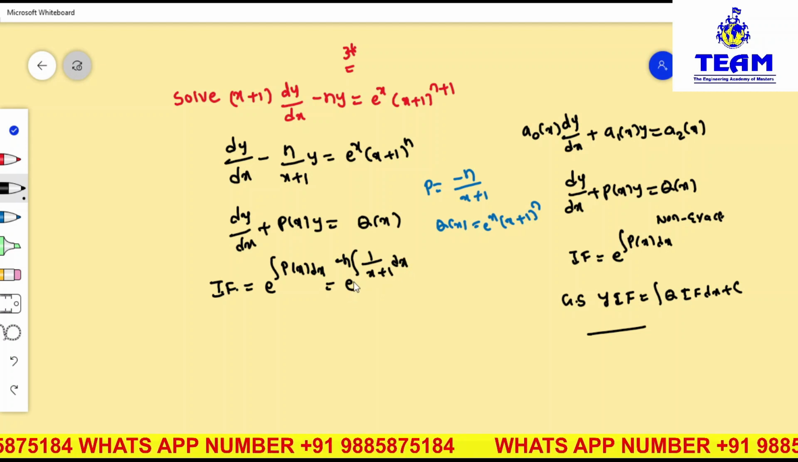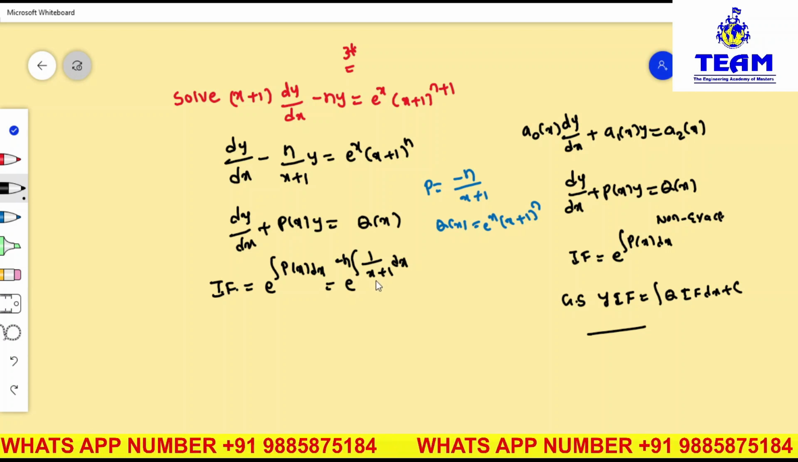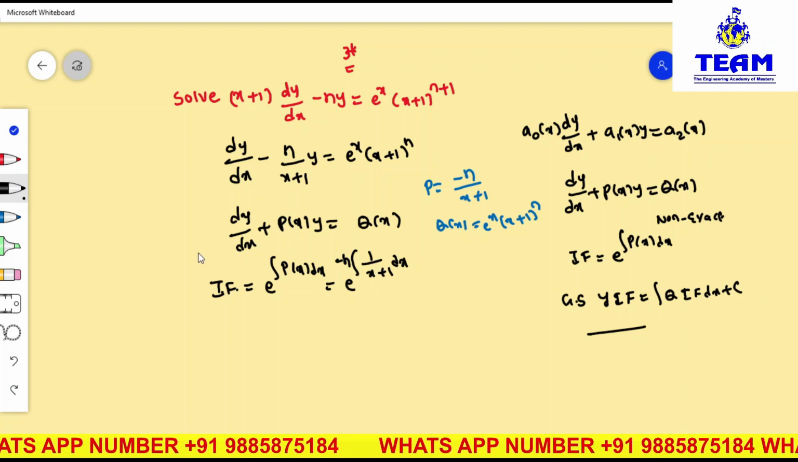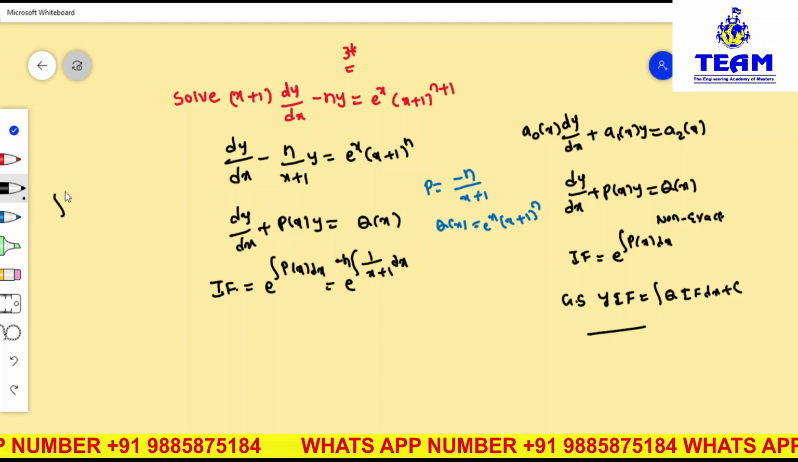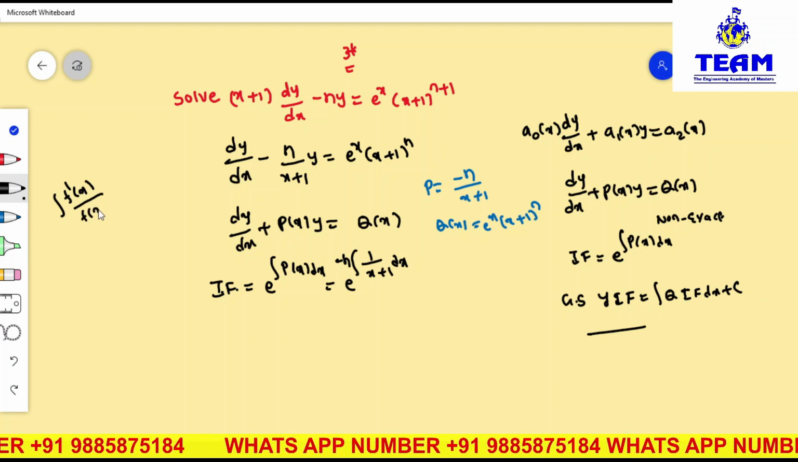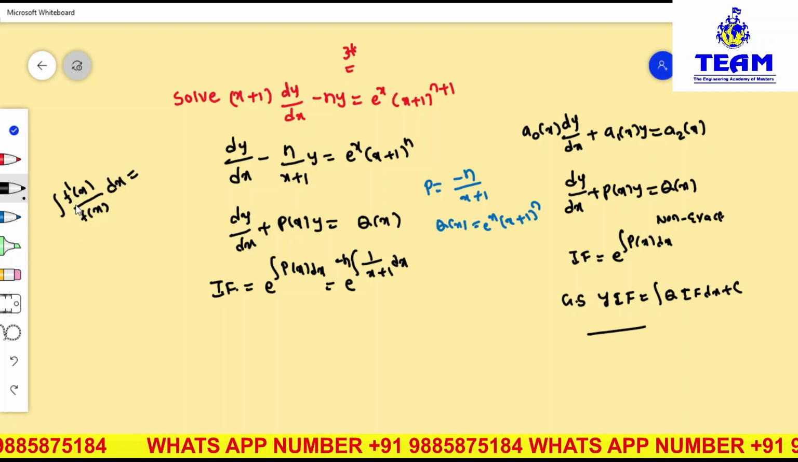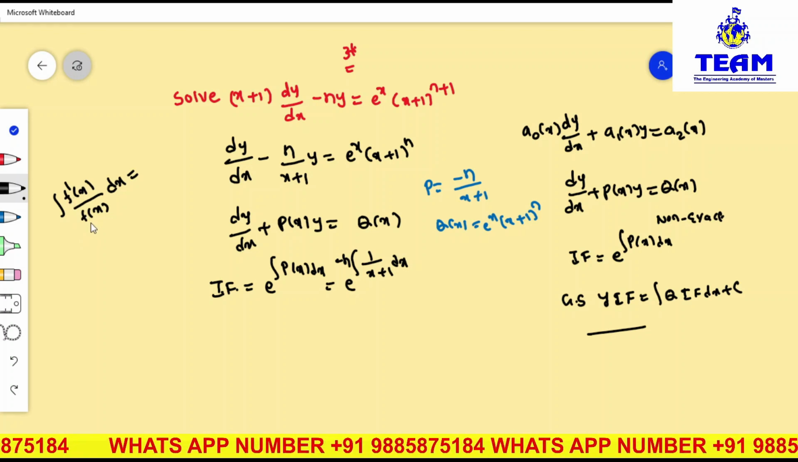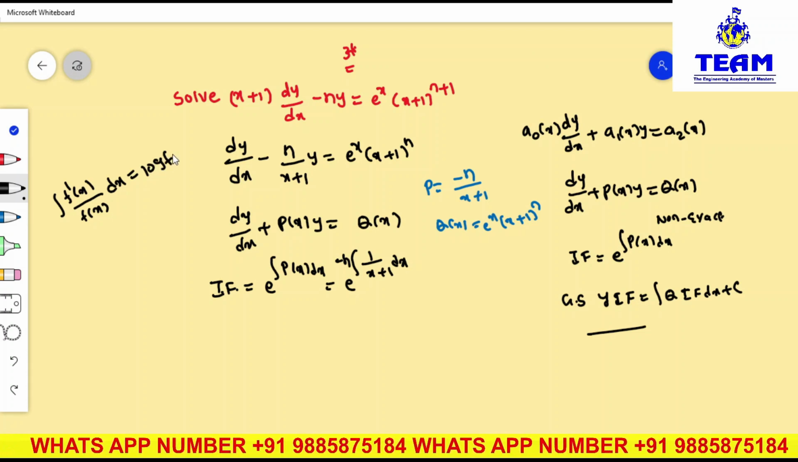Friends, here the integrand is 1 by x plus 1, containing a numerator and denominator. When the integrand contains a numerator and denominator, we have to apply this formula: integral of f dash of x by f of x dx. If the denominator's derivative is in the numerator, you have to write log of denominator.